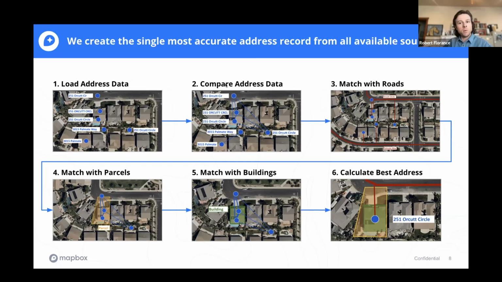We'll compare different points with each other. We'll then look at the named road network to see which appear to match up with the road network the best. We'll then look at our parcel data set. We have these data sets that describe the polygons of ownership of different pieces of land, and we'll use that plus the building polygons. We'll look at the rooftop of the building and determine, does this point actually land on top of a building? And then we'll pick that one canonical best location for that address.